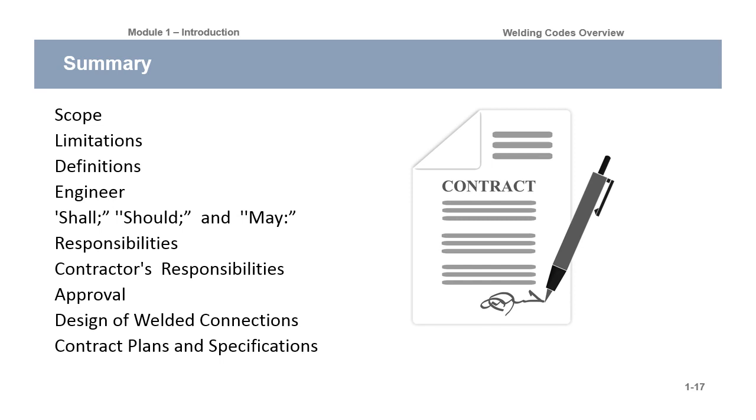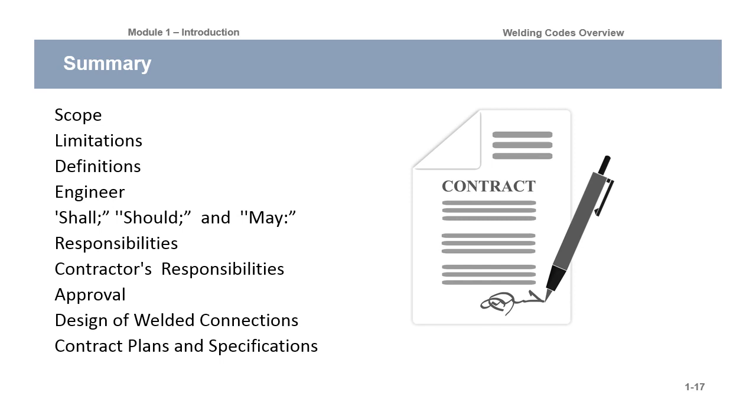Under definitions, we talked about engineer, who the engineer is, how much power the engineer has, what the engineer can do. The engineer's got a lot of power. The engineer can add or subtract things from the code as long as they keep track of it and document it and put it in the contract documents.